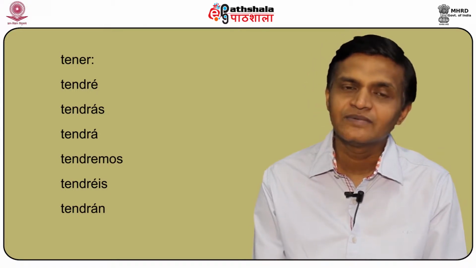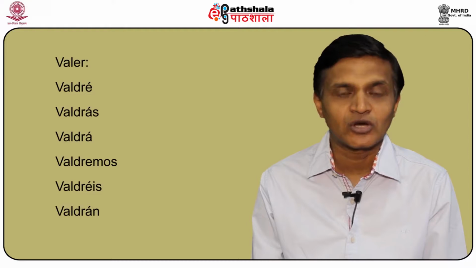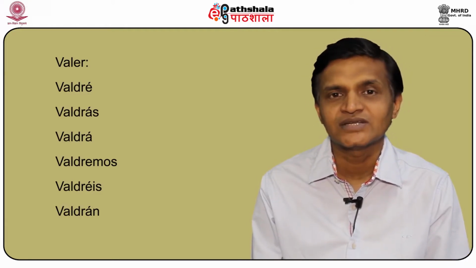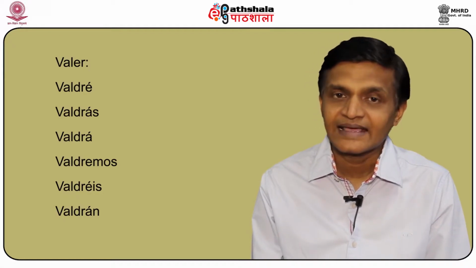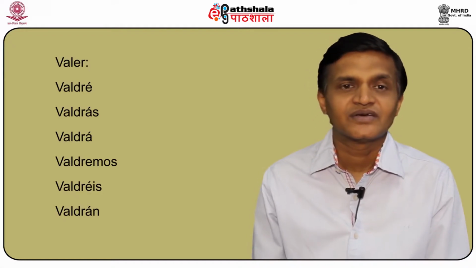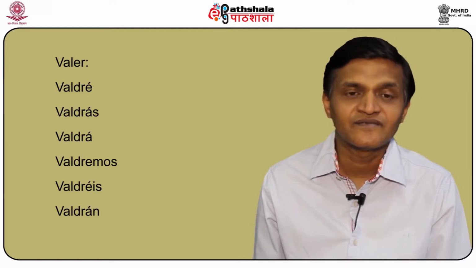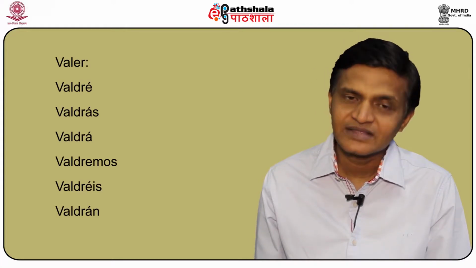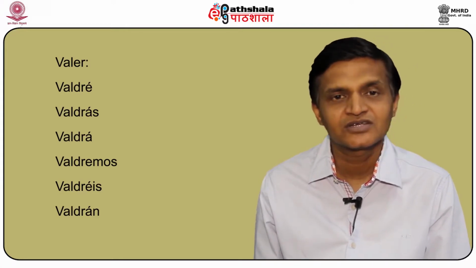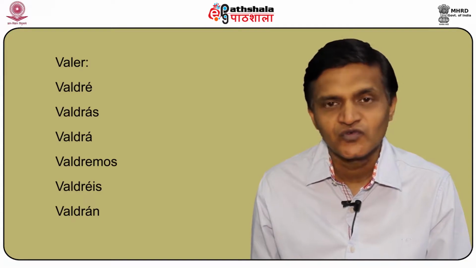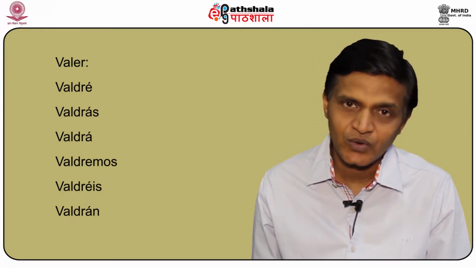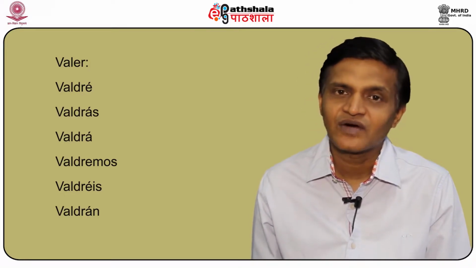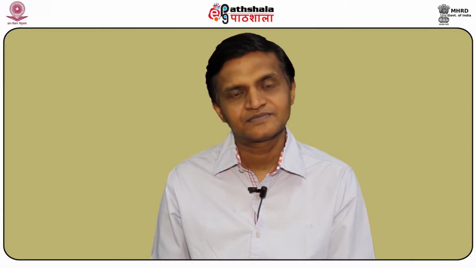What happens in a verb like valer? We drop the E or the I of the infinitive and add the consonant D, valdré. So valer is conjugated as valdré, valdrás, valdrá, valdremos, valdréis, and valdrán. I repeat, yo valdré, tú valdrás, él, ella, usted valdrá, and in plural, valdremos, valdréis, and valdrán.